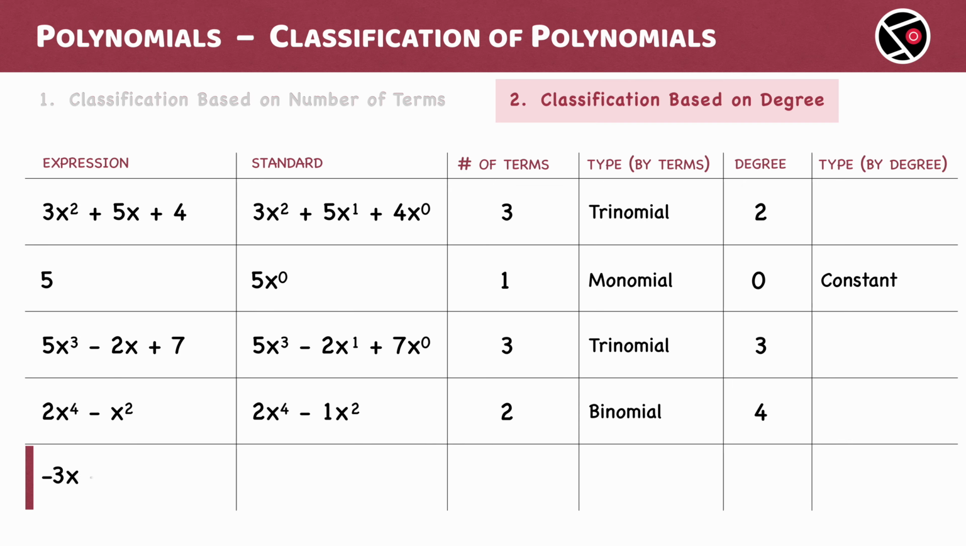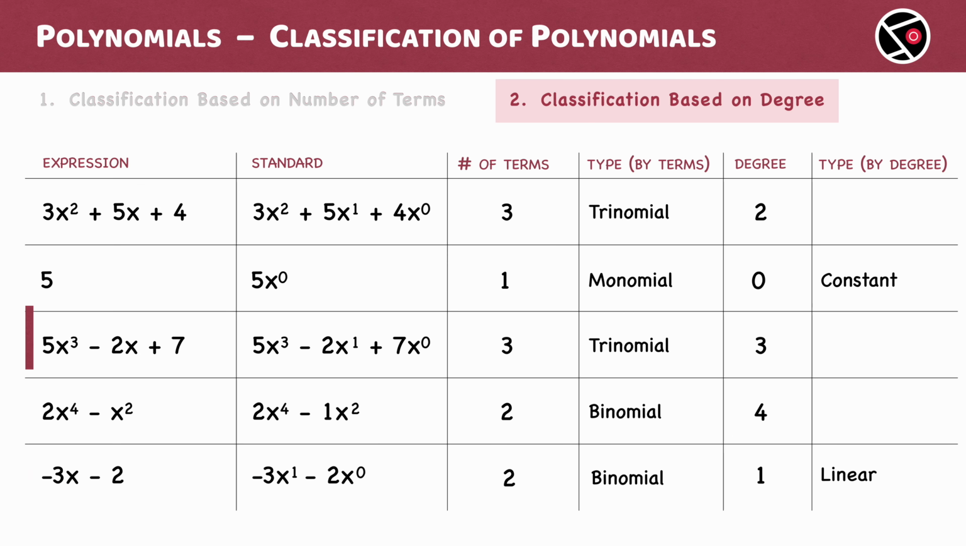Minus 3x minus 2. The standard form will be minus 3x to the power 1 minus 2x to the power 0. Now the highest power of x is 1. So this polynomial has a degree of 1. A polynomial with degree 1 is called a linear polynomial. This expression has 2 terms, minus 3x and minus 2. A polynomial with 2 terms is a binomial.